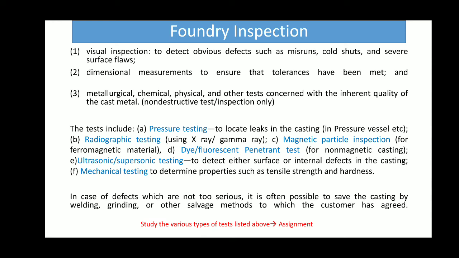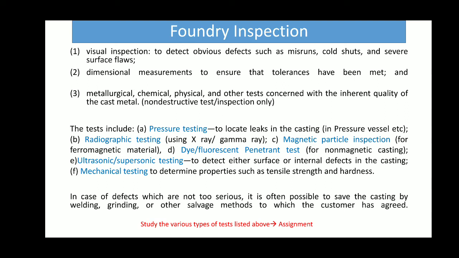So we may go for visual inspection, and that means just by looking with your eyes, we can detect various defects. These are common defects which can be very easily detected by the human eye just by visual inspection, such as misrun, cold shut, and some surface flaws which are very severe on the surface. So just by looking at the surface, we can very easily see.